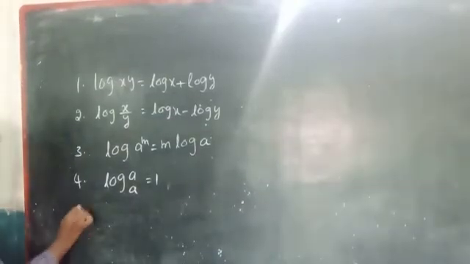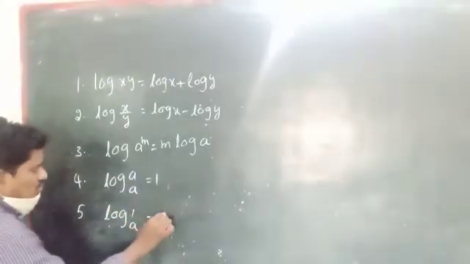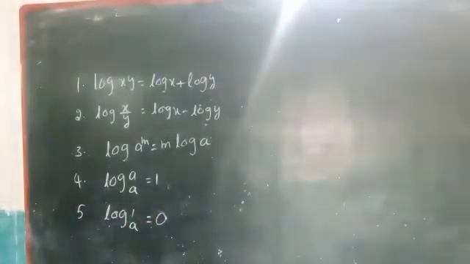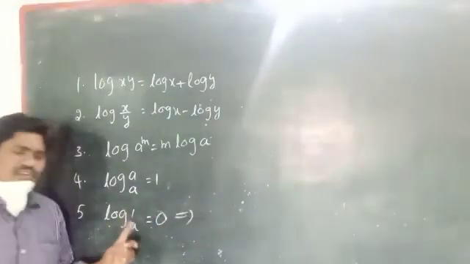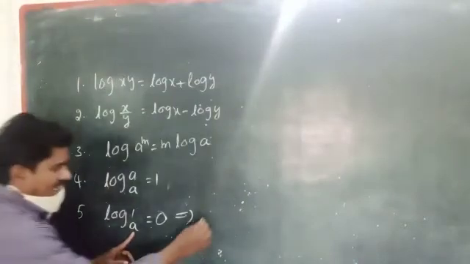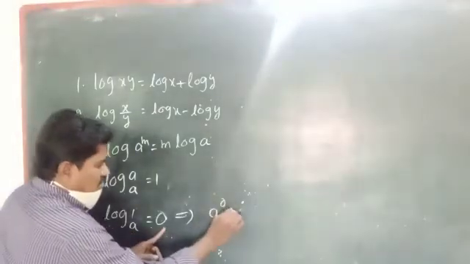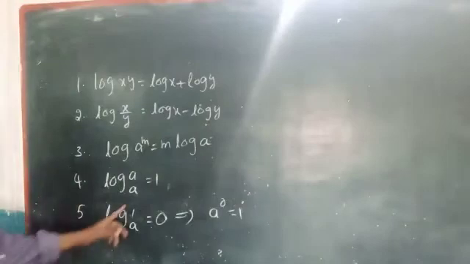Log 1 base a is equal to 0. Now if you write log 1 base a is equal to 0 in the exponential form, here the base is a, a to the power of 0 is equal to 1. That is the log 1 base a is equal to 0.